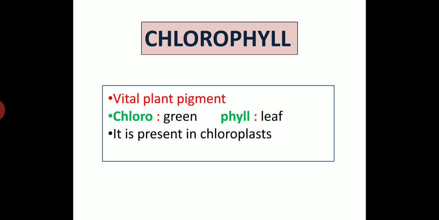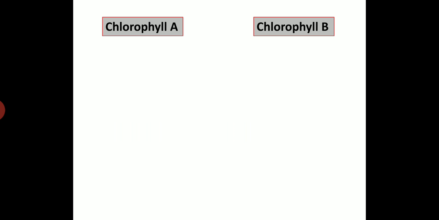And this pigment is present in chloroplasts. In my video on cell organelles, there I told you about chloroplast. Chloroplast is a cell organelle which is found in plants, and in this chloroplast, this particular pigment chlorophyll is present. Okay. Now there are in total 9 types of chlorophyll. Out of these 9, 2 types of chlorophyll are very common and abundant in nature. So these are chlorophyll A and chlorophyll B.